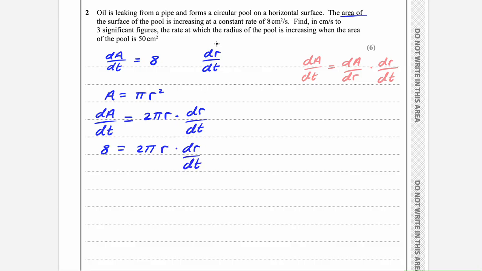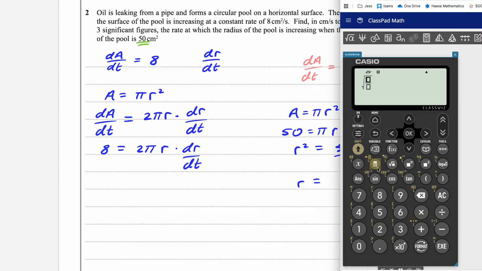I have a problem, however. I want dr/dt, but I don't have the radius. The other bit of information he has given me is that I want to find it when the area is 50. So when the area is 50, area equals pi r squared, I can get the radius. So 50 equals pi r squared, r squared equals 50 over pi, and then r will be the square root of 50 over pi. Let's do that. Square root of 50 over pi.